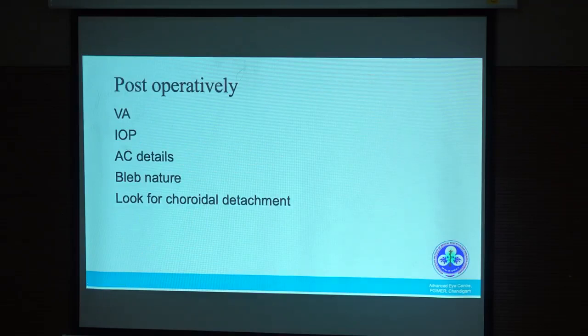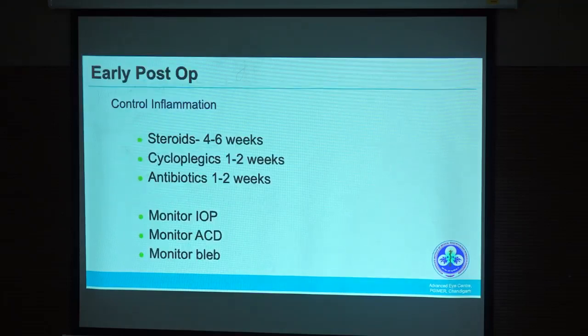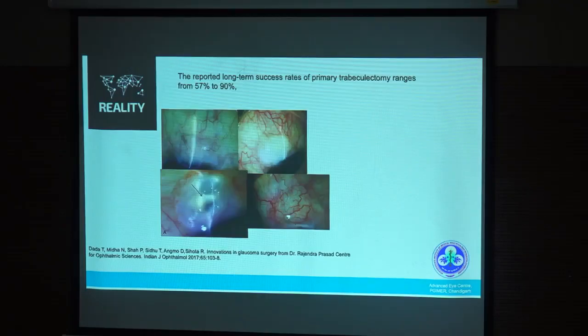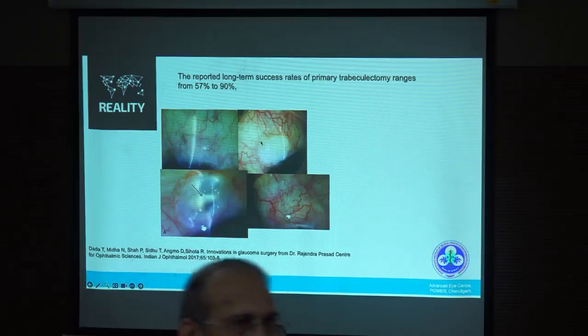Look for any choroidal or serous choroidal detachment or serous retinal detachment, and start steroid for at least 4 to 6 weeks, cycloplegic for 1 to 2 weeks, and antibiotic for 1 to 2 weeks. Monitor visual acuity, IOP, anterior chamber depth, and nature of the bleb at every follow-up visit. And in reality, most often you will get a bleb like this. This is a complicated bleb.